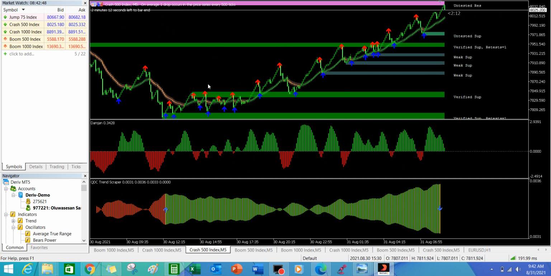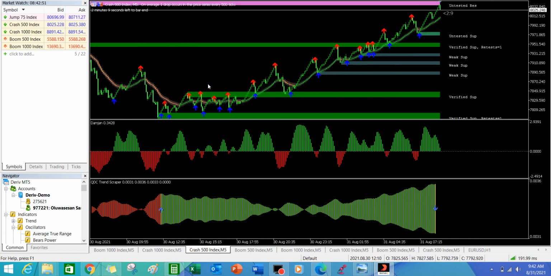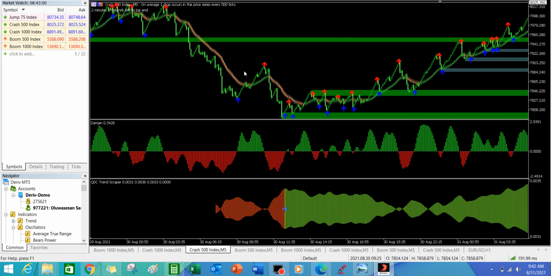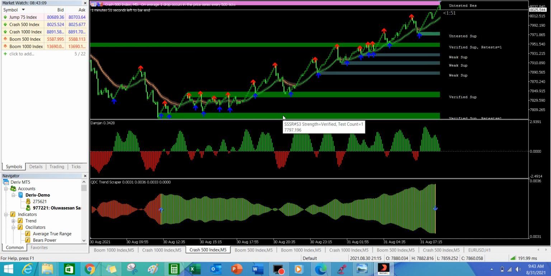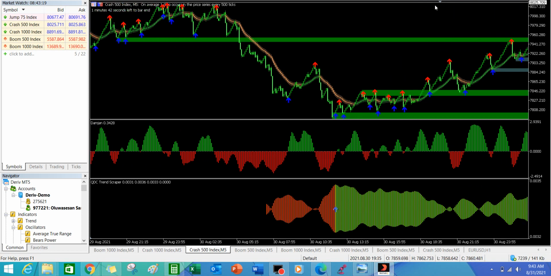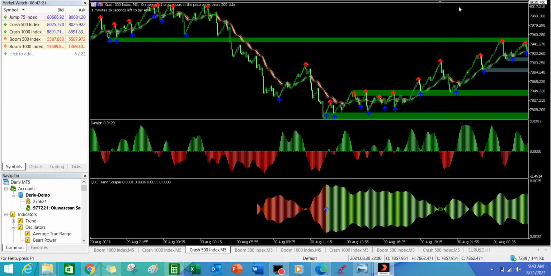For Crash 500, I'm trying to take my time to explain all this in order for you to understand. You can see that it was on a downtrend before. That is why we had this series of crashes that got it to this support zone, which ended the downtrend. Right now it started the uptrend, and so many resistance zones have been broken. Right now it has gotten to the topmost resistance zone. The last time it got there, it brought it back on a downtrend. It has gotten there again.